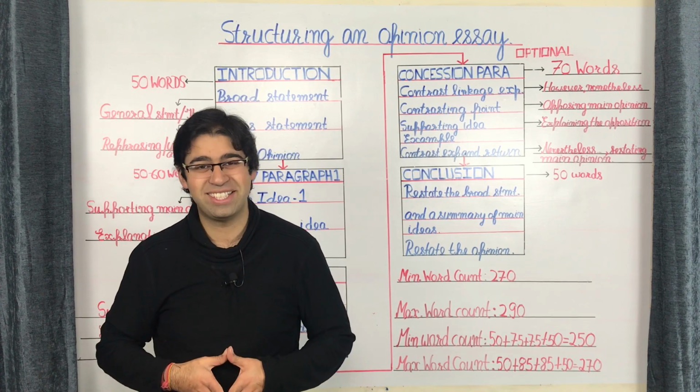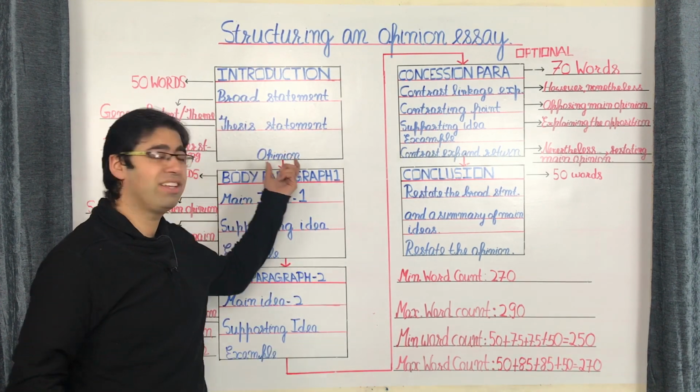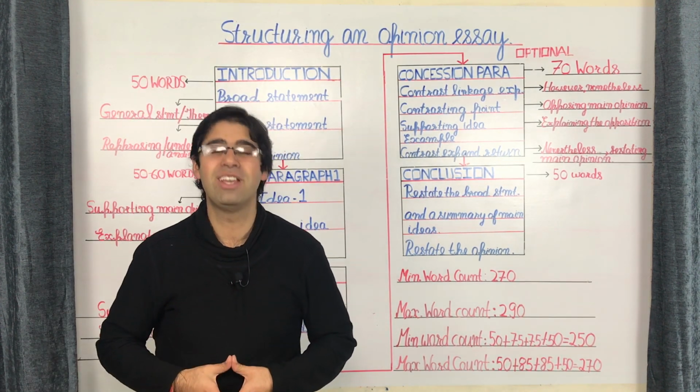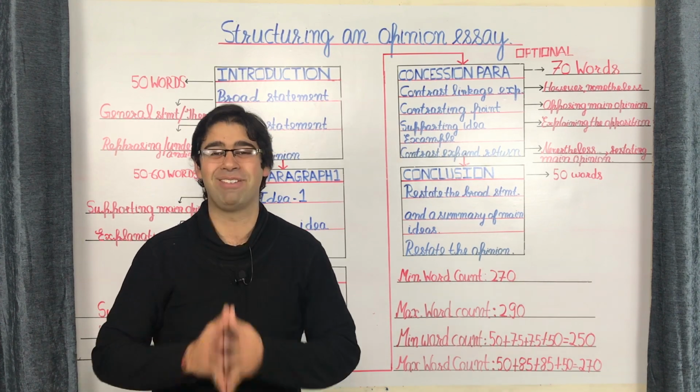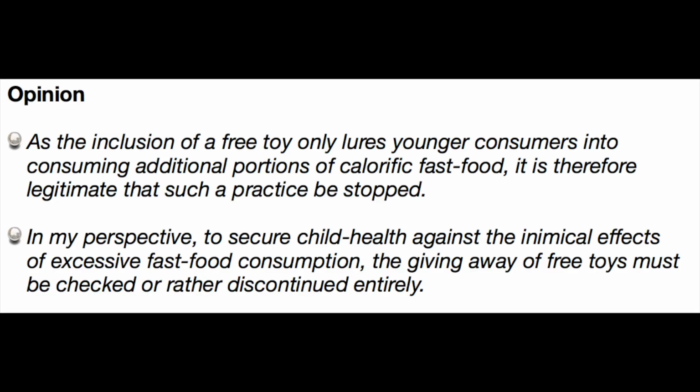Alright, so now that we're through with the thesis statement, let's have a look at the opinion, which comprises the last statement of your introductory passage. Let's have a look. Alright, so the first example is, as the inclusion of a free toy only lures younger customers into consuming additional portions of calorific fast food, it is therefore legitimate that such a practice be stopped.